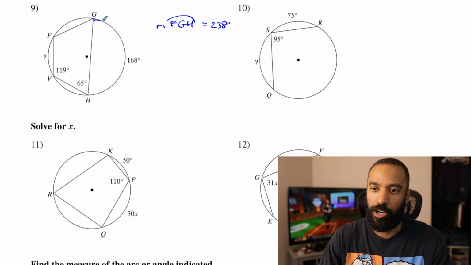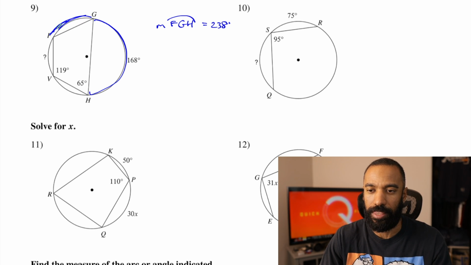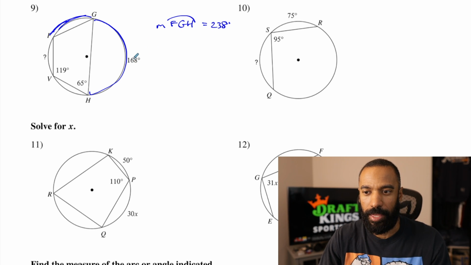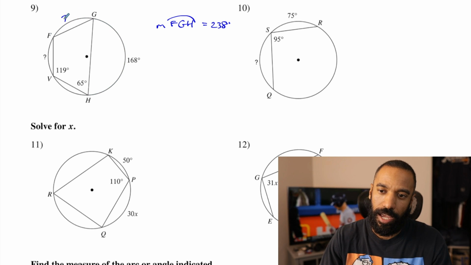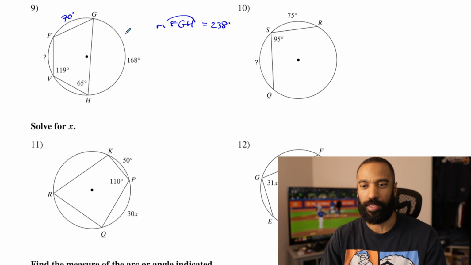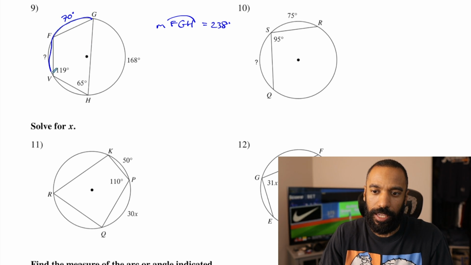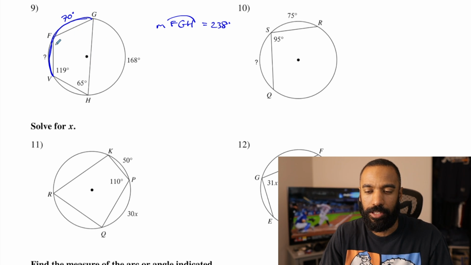Now, why does that possibly help you? Because this part's 168 plus something is 238 right there, right? Both of those together would add to 238. Doing kind of the simple math there, 168 plus 70 is 238. So this FG arc is 70 degrees right there. And that's good because that means if I could find out maybe what this whole arc is right here, I could take 70 away from there and then I would get our answer.